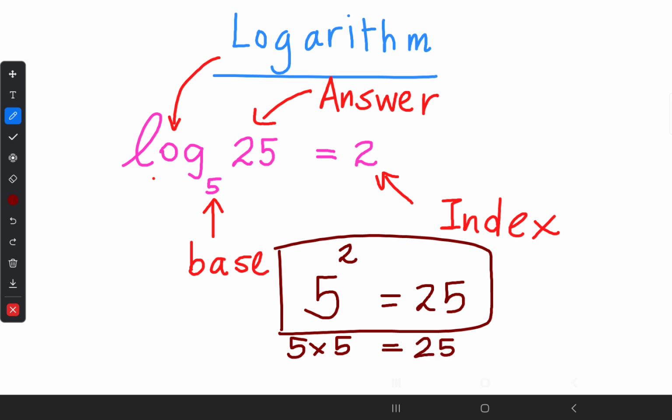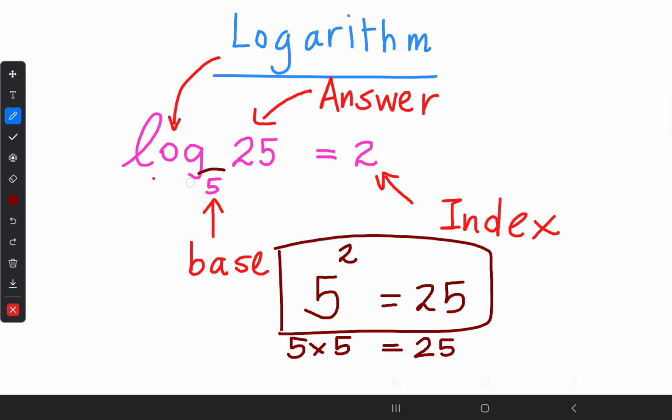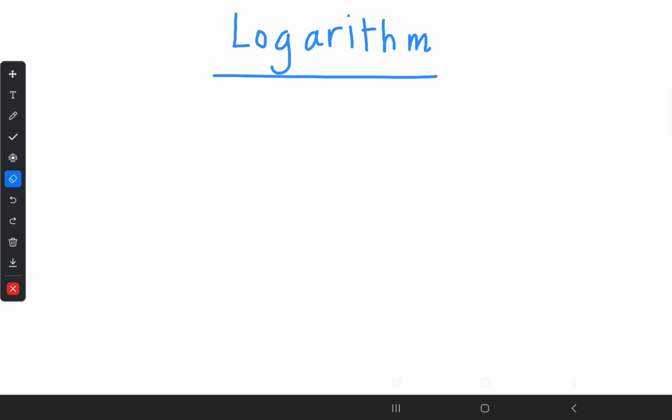That's all. This notation of logarithm indicates just a simple thing. The lowercase value is our base. The number located on the right side is our index, and the number situated near the logarithm is the answer. Base 5, index 2, and the answer is 25. So this is the way you should convert a given logarithmic value to the normal notation.